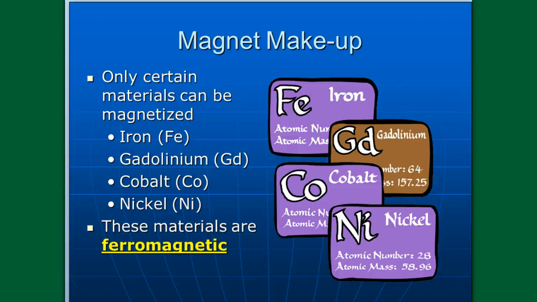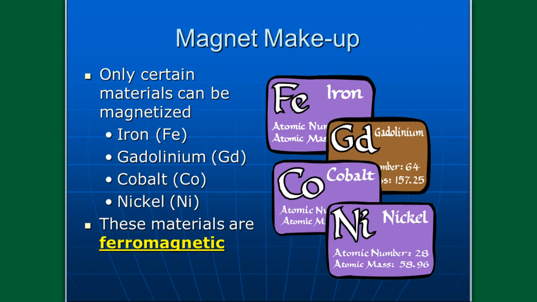There are a few materials that are permanently magnetizable, notably iron, gadolinium, cobalt, and nickel. Really, of those four, iron, cobalt, and nickel are the main ones that are typically used in the magnets that we know of. These materials are said to be ferromagnetic. They have properties, specifically with their outer electrons, that make them permanently magnetizable. And we'll talk about in a minute, technically, all materials have properties that can be made to be magnetic, at least temporarily, but not in a permanent sense like these can.